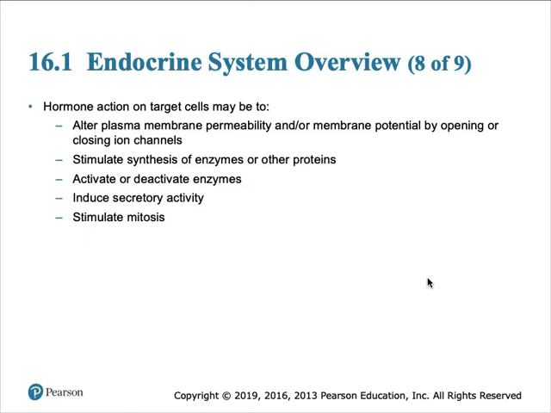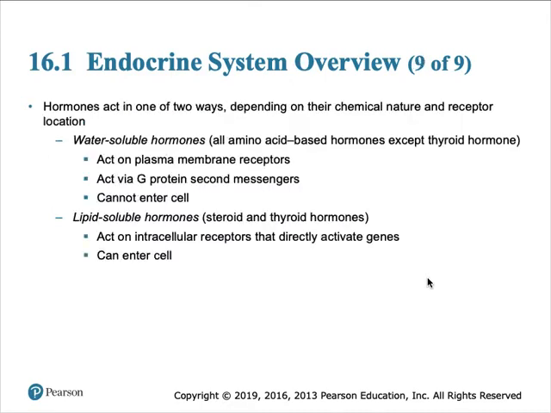And then finally, it can also stimulate mitosis, which, if you remember, is the cell cycle portion where we're actually making new cells. So it's time to make new bone cells, for example, or new red blood cells. All right? So those are just some examples of the things that a hormone can do or trigger a cell to do when it gets to its target cell.